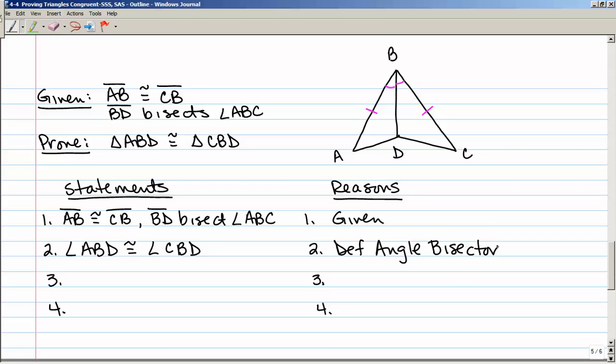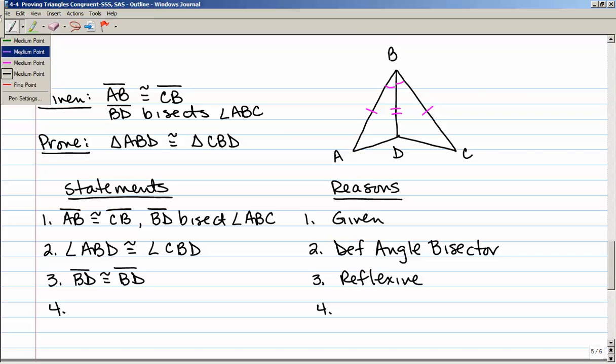Okay, and since I know I'm probably going to be using SAS, since that's what we just talked about, I'm seeing an angle, or I'm sorry, a side, and then I'm seeing an angle, and I will use the reflexive property again to say BD is congruent to itself. Segment BD is congruent to segment BD by the reflexive property.